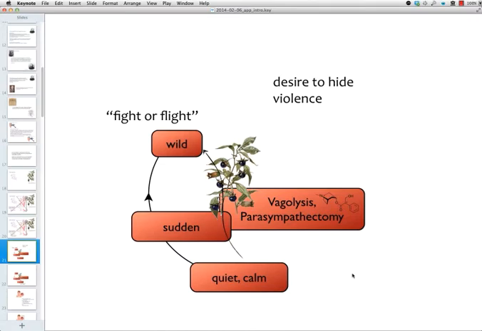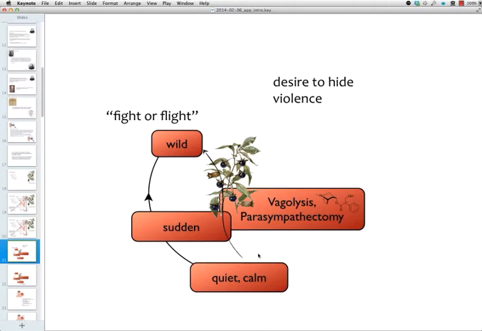This is part of a portion of my map of belladonna, okay, and the major polarity that I distinguish is between quiet and calm and wild, okay? Wild being that fight or flight feeling with the desire to hide, and the violence that we both know to be very true of this remedy, right? Fight or flight, okay? Fight or flee.